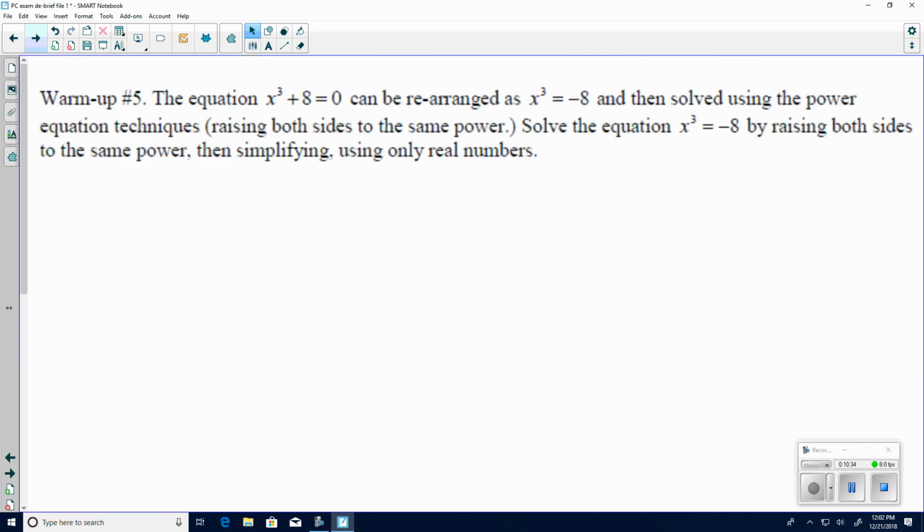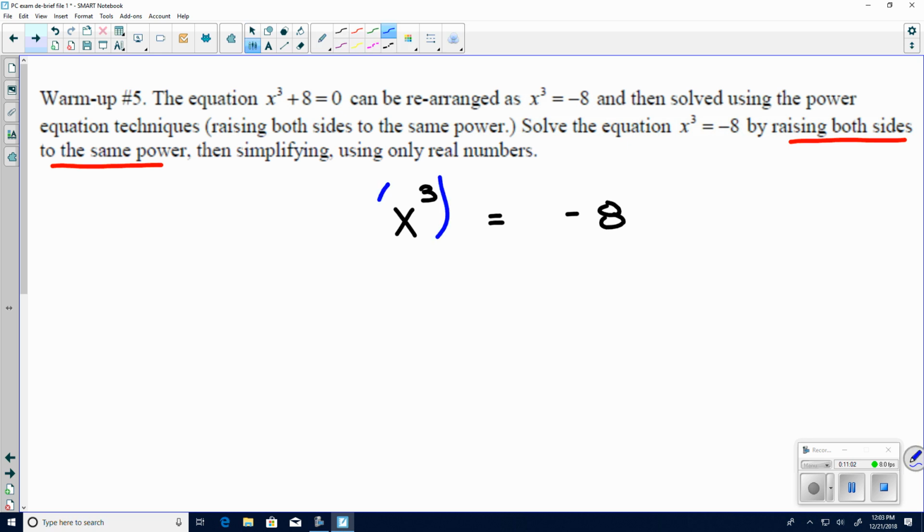Okay, the last warm-up. We're solving this cubic equation by raising both sides of the equation to the same power. That's what the directions say. So we need to explicitly show that. Again, the question is not what is the answer. We know the answer is -2. That's not the problem. The problem is how do you solve it? So x cubed equals -8. We'll raise both sides to the reciprocal power. And the reciprocal of 3 is 1/3. So that would be a key step in here.